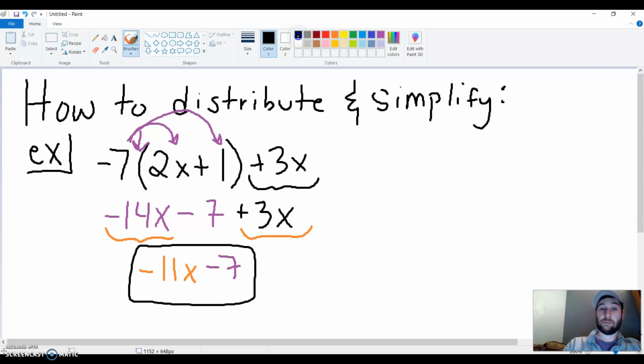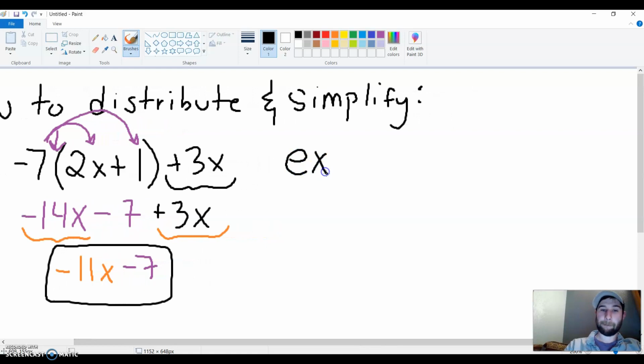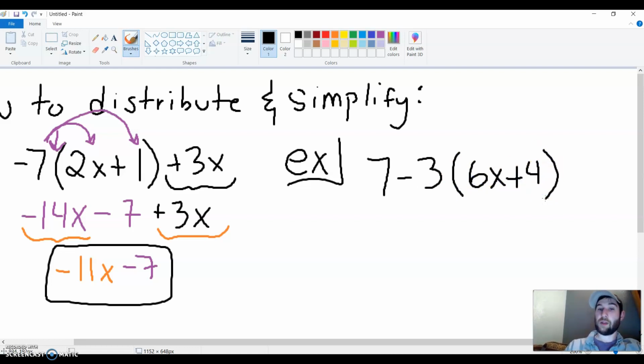One more example. I'll go ahead and scroll over here to the side a little bit. We're working with a +7 this time, but this time we're subtracting the 3, and that 3 is being multiplied by the 6x plus 4. Notice, unlike the 7 in the last example, this 7 is not being multiplied by anything. It is the, and I'll use a nice green color here, -3. That -3 is being multiplied by the 6x plus 4. So that's what's being distributed here.